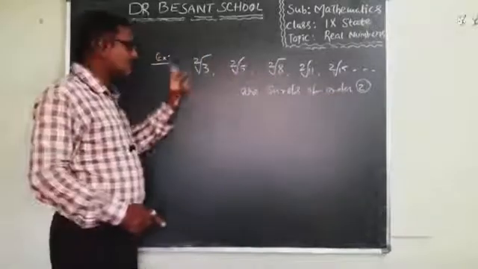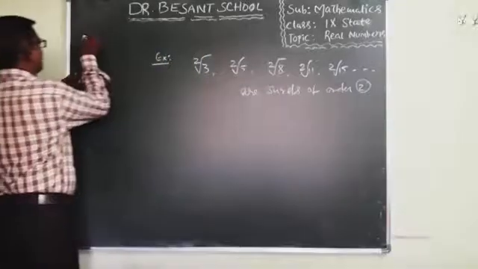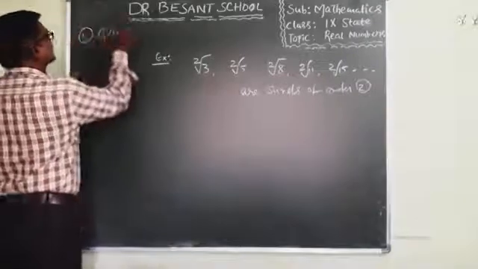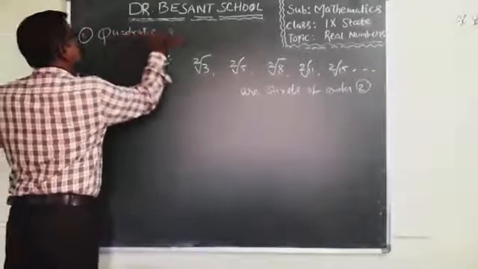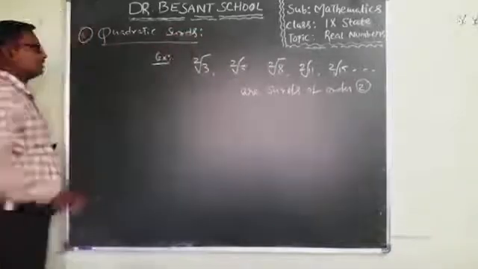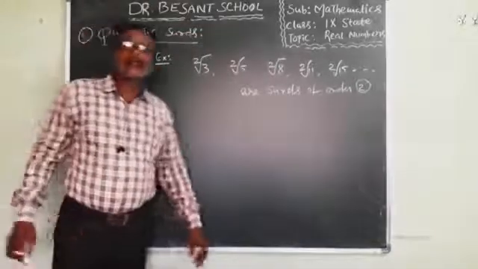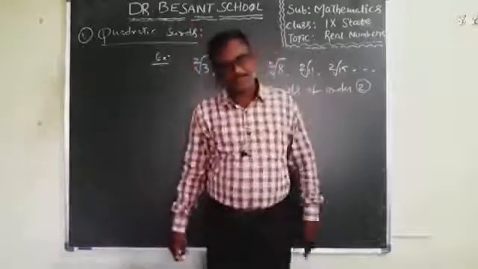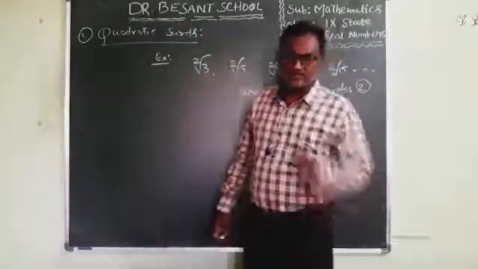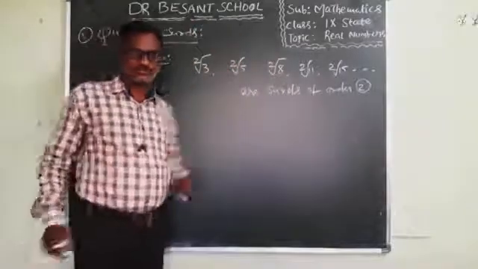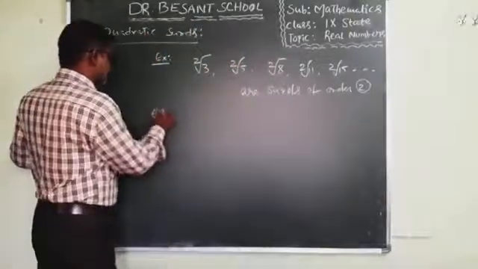So these surds of order 2 are called quadratic surds. Surds of order 2 are called what? Quadratic surds. Tell me now, what is the order of quadratic surds? 2. Okay, children. Once verify these examples.